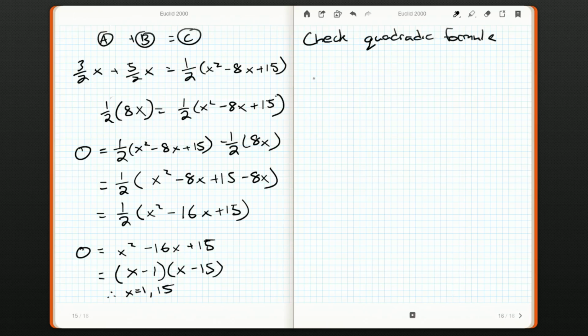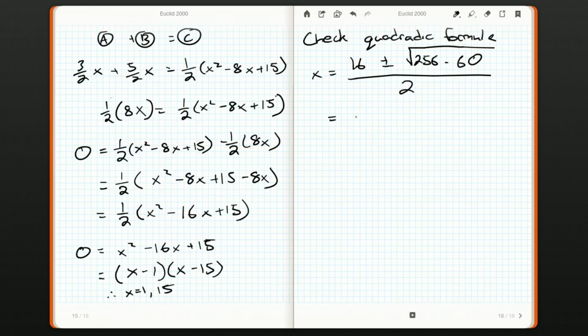So we'll check with the quadratic formula. X is negative b plus or minus square root of b squared minus 4ac. So negative b, that's going to be 16 plus or minus square root of b squared. So that's negative 16 squared. That's going to be 256. Get your calculator out if you need to. That's okay. These are allowed. Minus 4ac, so that's going to be minus 4 times 15, so that's minus 60, all over 2a, so 2 right there.